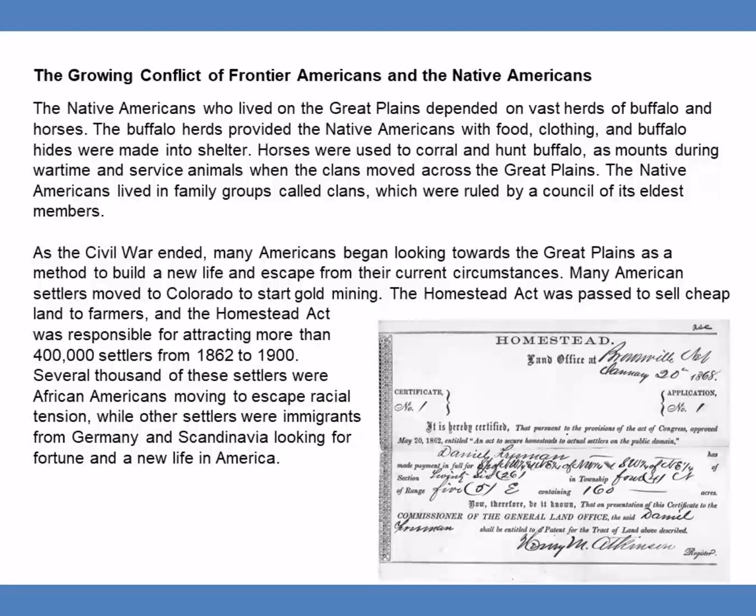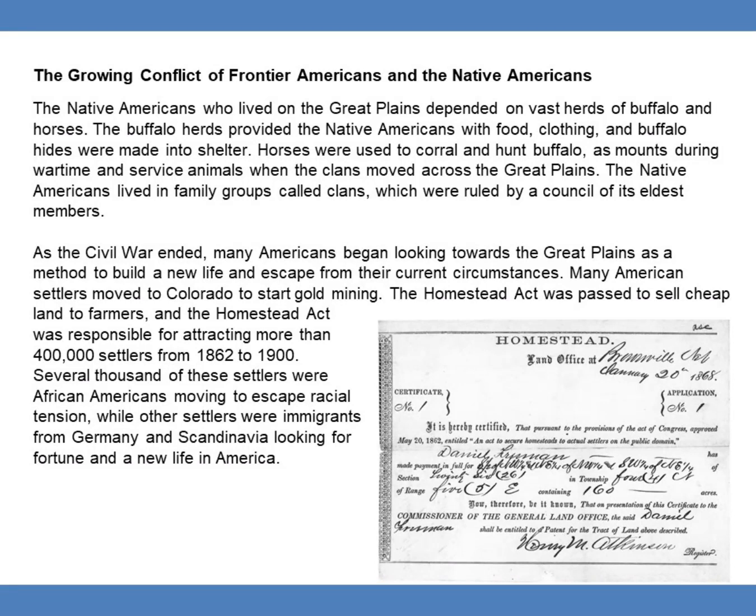The growing conflict of frontier Americans and the Native Americans. The Native Americans who lived on the Great Plains depended on vast herds of buffalo and horses. The buffalo herds provided the Native Americans with food, clothing, and buffalo hides that were made into shelter. Horses were used to corral and hunt buffalo, as mounts during wartime, and as service animals when the clans moved across the Great Plains. The Native Americans lived in family groups called clans, which were ruled by a council of its eldest members.